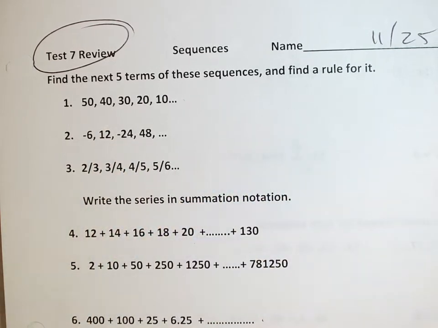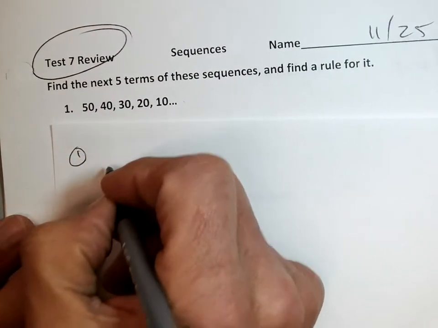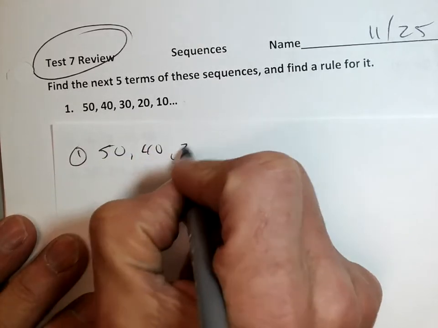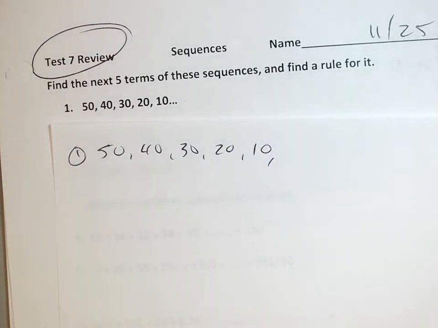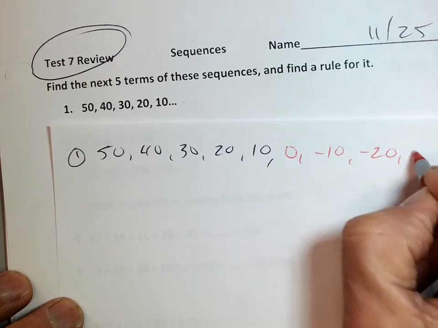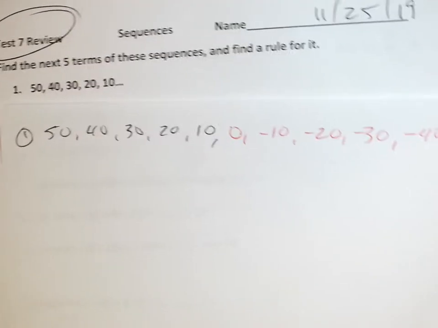I'm going to do this on a separate sheet of paper. I'll try to be as neat as I can. So number one, I've got 50, 40, 30, 20, 10. So the next one, what am I doing? Going down by 10s. Everybody agree with that? So if I need the next 5 terms, we're just going to go 0, negative 10, negative 20, negative 30, negative 40. Okay, thumbs up. That's pretty easy. Everybody should be able to do that, correct?